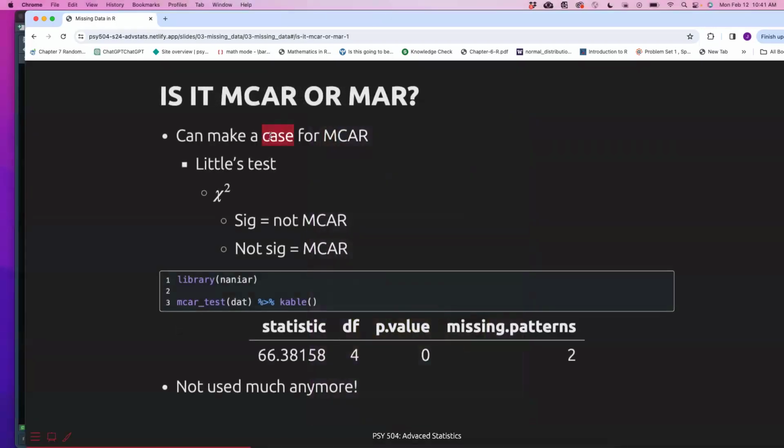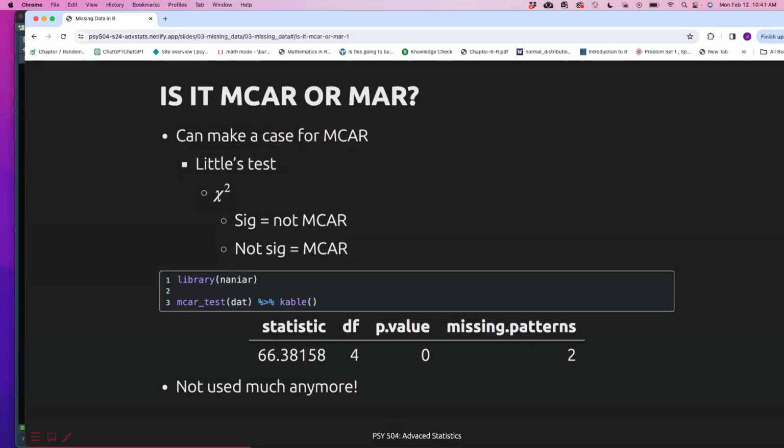So we can make the case for MCAR, that our data is MCAR, and there is a test that we can perform called Little's test. Little's test is basically just a chi-square test, where we can read in the package naniar, and there's a function called mcar_test. We can read in our data set and it'll give us a chi-square statistic. If that p-value is less than 0.05, that means that the data is not MCAR. If it is not significant, we say that the data is MCAR. So this could be one piece of evidence in determining if something is MCAR or MAR, but it shouldn't be the only piece of evidence.